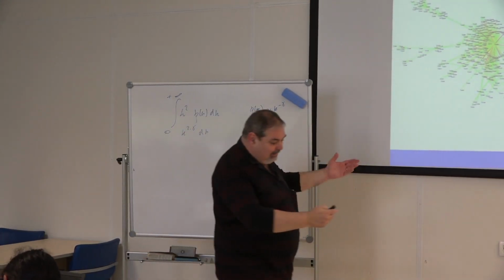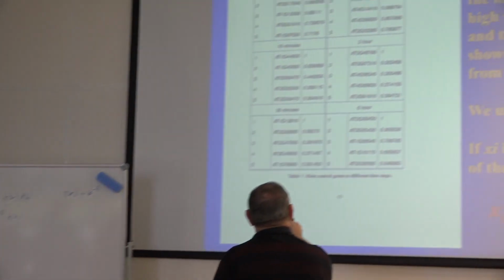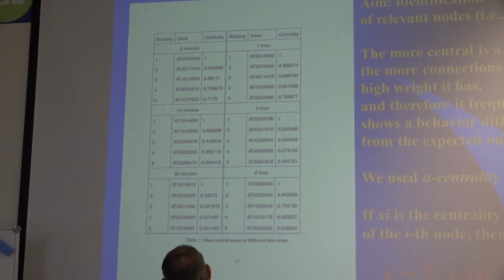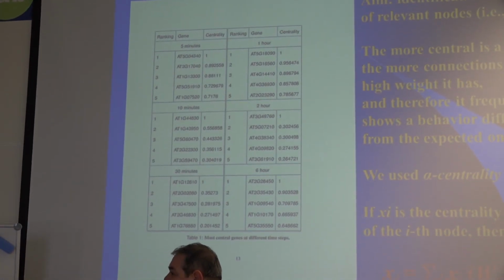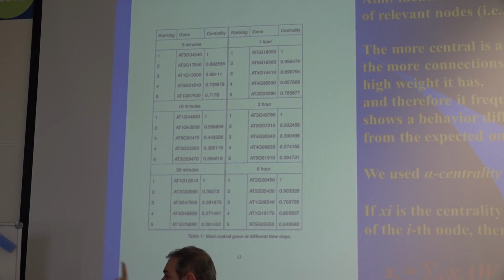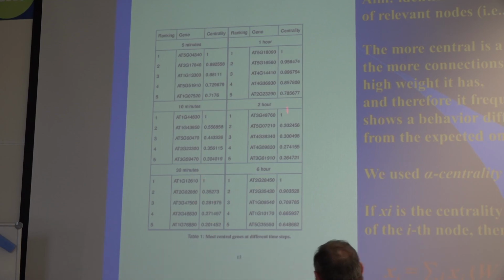And that's indeed, you see, in the list you have here, at 5 minutes, the first 5 nodes, which are the nodes with highest centrality in the 5 minutes parenclitic network. Then in the 10 minutes parenclitic network, there are different nodes. 30 minutes, 1 hour, 2 hours, 6 hours.